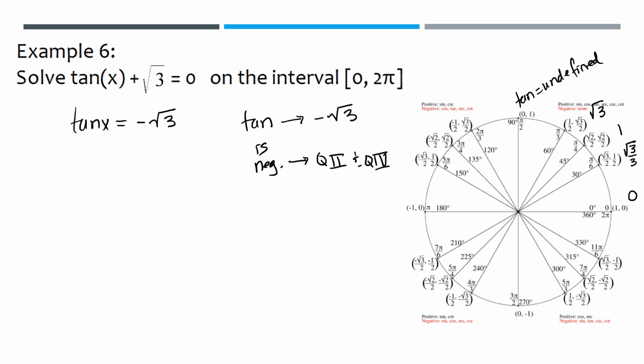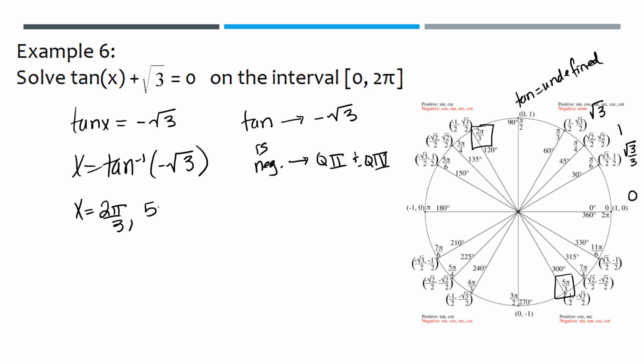Again, I need to use quadrants 2 and 4, and those will occur at 2 pi over 3 in quadrant 2 and 5 pi over 3 for quadrant 4. So x equals tangent inverse of negative square root of 3. So my values, again, where tangent equals negative root 3 are at 2 pi over 3 and again at 5 pi over 3. Two solutions.